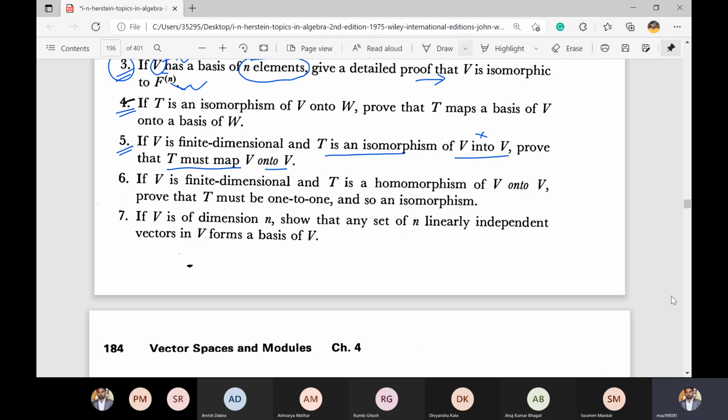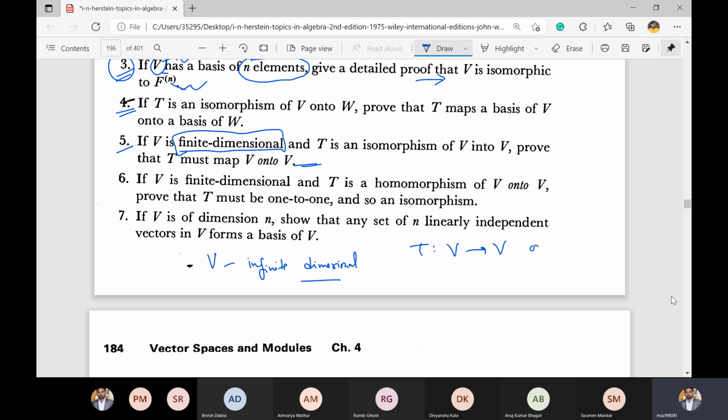And the second question in this part: you have proved that this one is for finite dimension. Question number 5 has given finite dimension. What if we take V to be infinite dimensional? Then will this result be true or not? If we have a map T from V to V that is 1-1, does this imply T is onto or not?